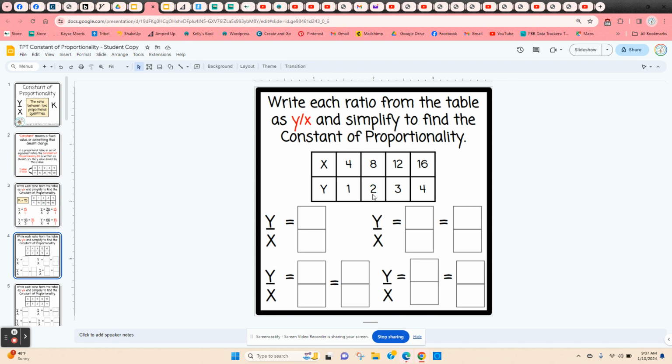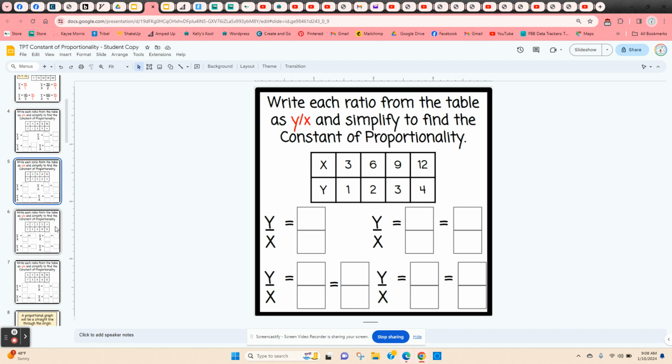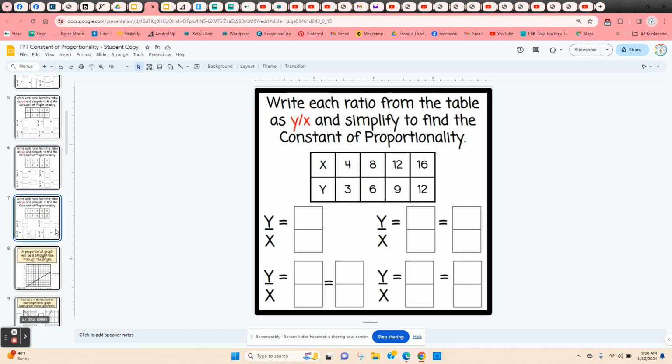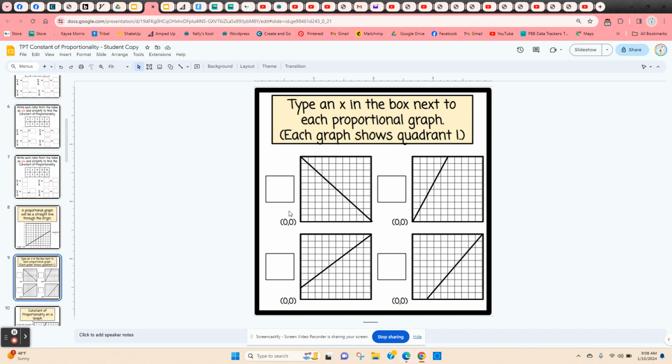Y over x. So they're going to type in each of these values and then simplify them to find the constant of proportionality. So they've got a few to practice here. And then they're shown what a proportional graph looks like. So it's a straight line through the origin, and this is a quadrant 1 graph. So students are going to look at these 4 graphs and determine if any of them are proportional, and they're going to put an X next to the proportional graph.